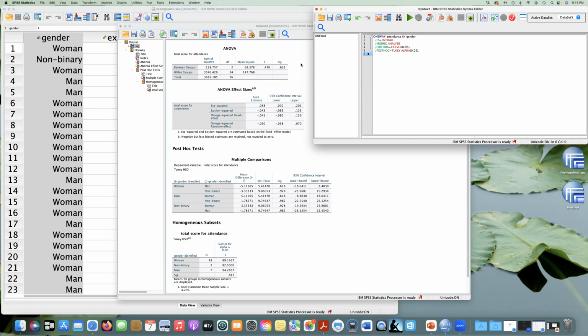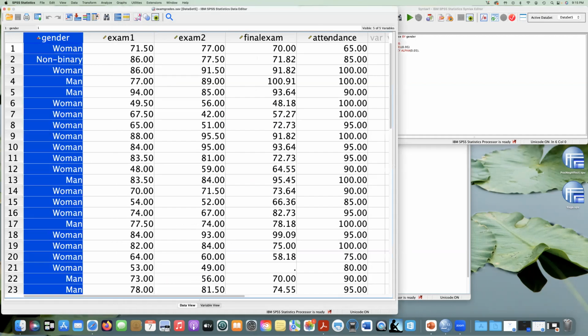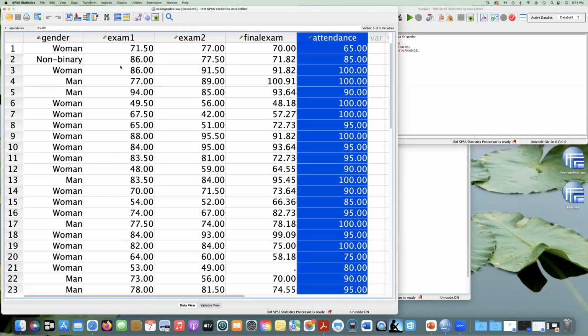So our significance, is it less than 0.05? No, that is our p-value. It is greater than 0.05, so we fail to reject the null hypothesis. So what that tells us is that overall, there's no difference in attendance, because that's what we compared it, across these three levels of gender.